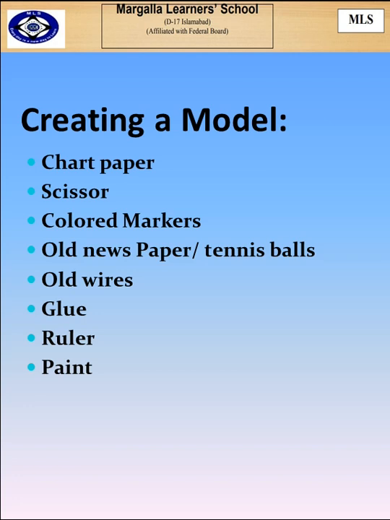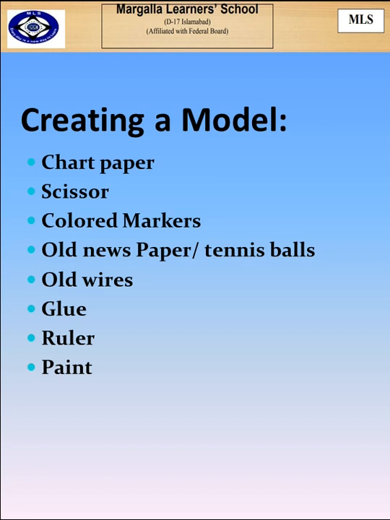You can use old newspaper to make the balls, or if you have tennis balls, you can use them as well. Old wires. If you don't have wires, you can simply draw the lines using the colored marker. Glue to attach these things on the chart paper. Ruler to draw the line, and paint in order to paint the tennis ball or the old newspaper to represent them as the planets.